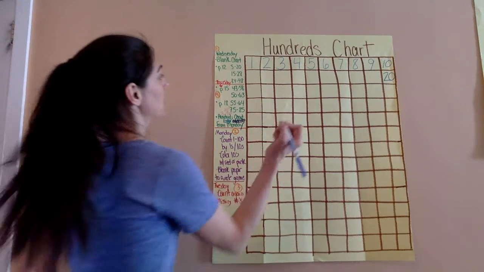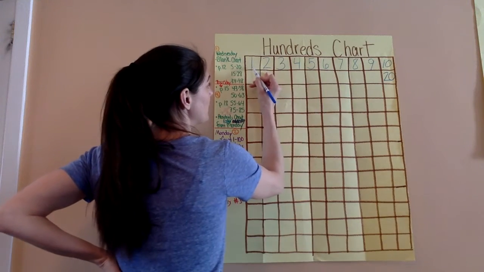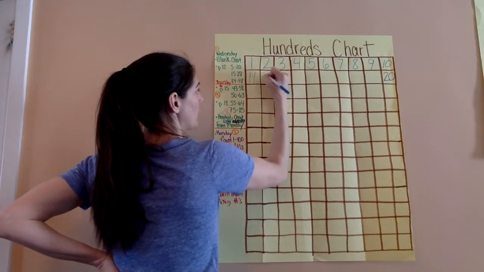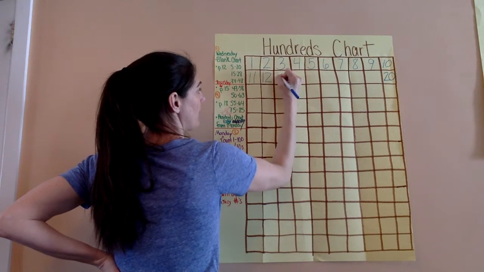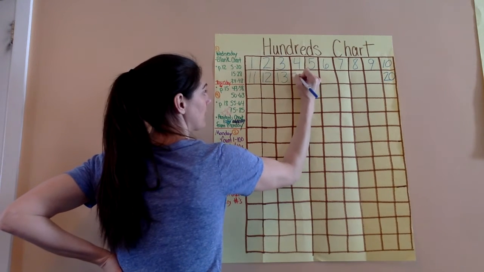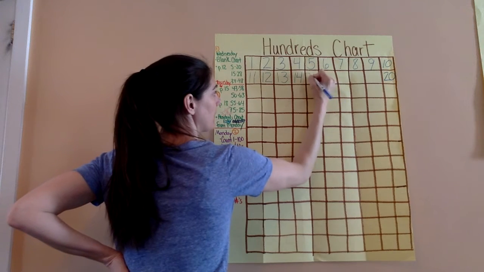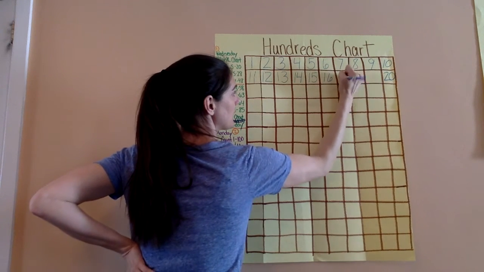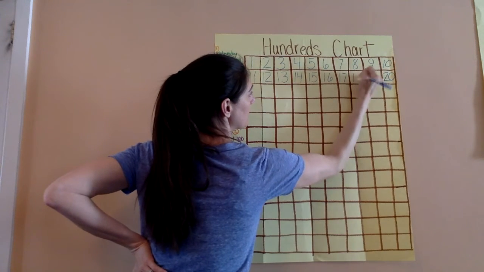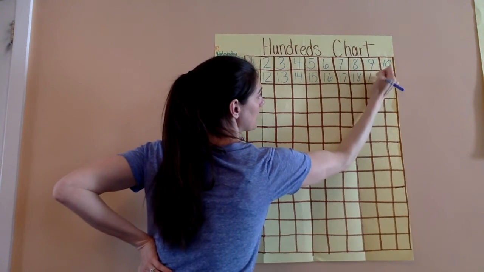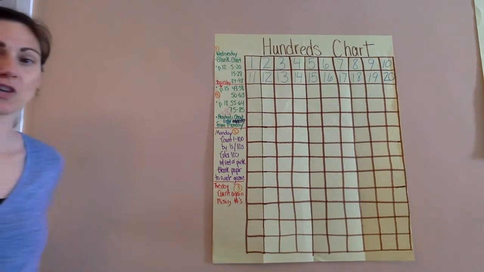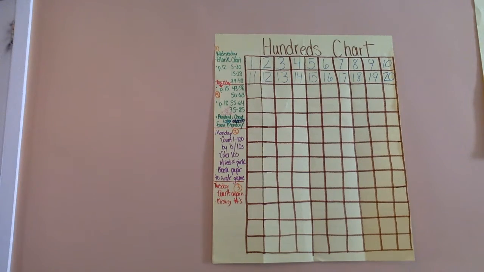Okay, so after 1 through 10, we should have 11, 12, 13, 14, 15, 16, 17, 18, 19, 20. Okay, so check your work, make changes if you need to.